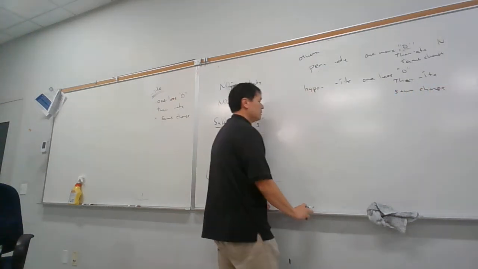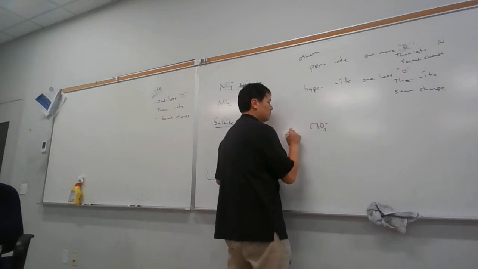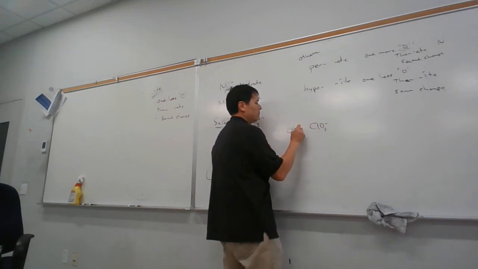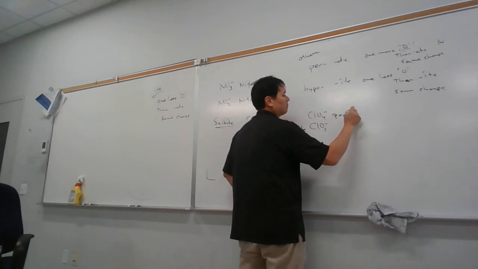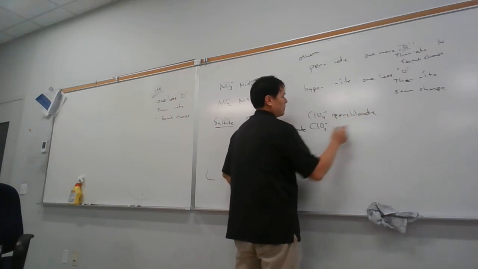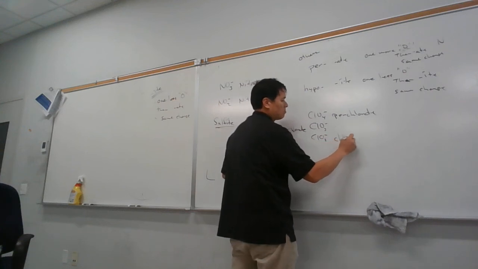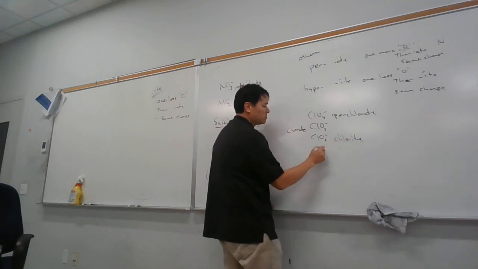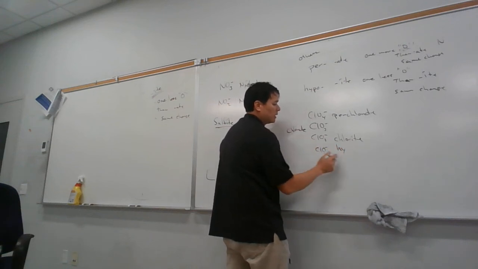And the classic example is this. Chlorate is ClO3 minus. And so this is chlorate. And then perchlorate was ClO4 minus. That's perchlorate. And then chlorite is ClO2 minus. And then hypochlorite, which is bleach, is ClO minus.